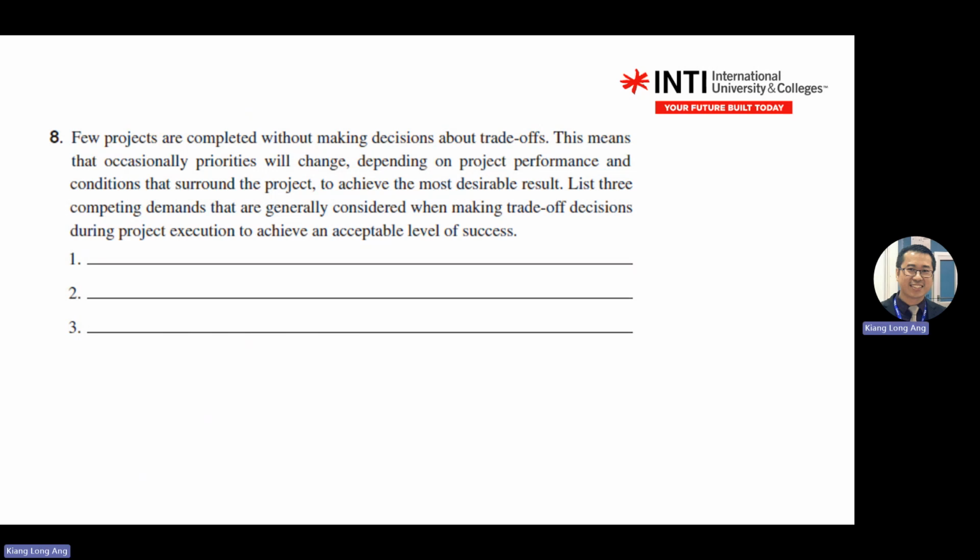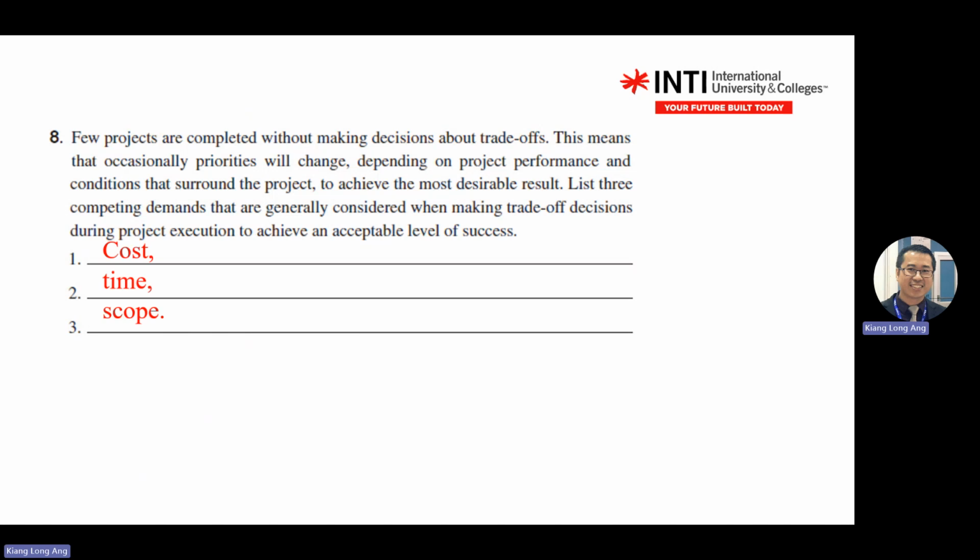So a few projects. This one is completed without making a decision about trade-off. This one is about trade-off. List 3 competing demands that are generally considered when making a trade-off decision. Trade-off means you give alternatives, or you can take out some of the criteria during project execution, during a certain level of success. So list 3 demands.